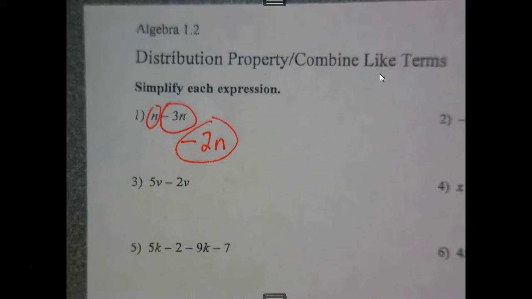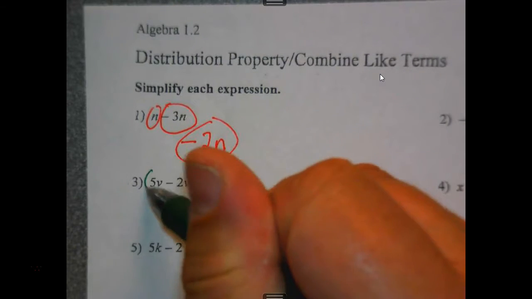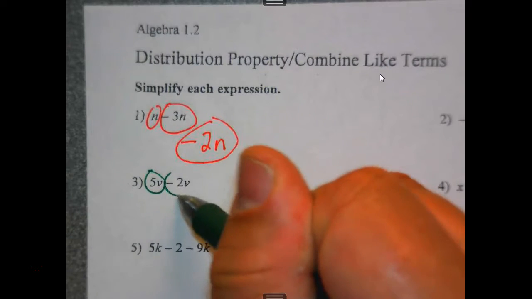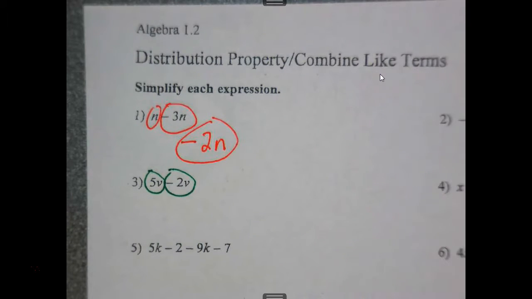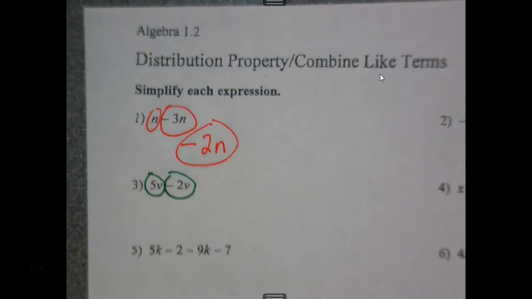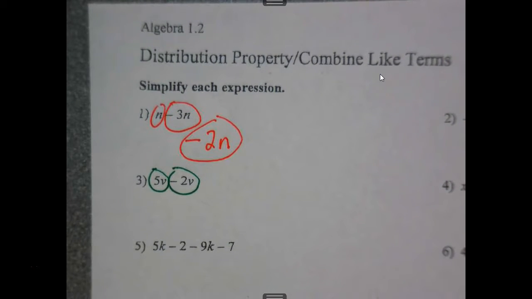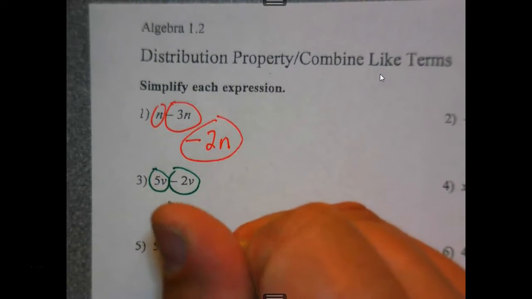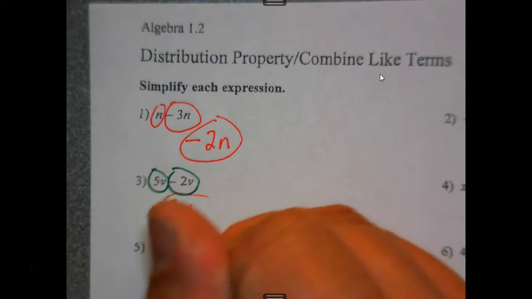Number 3, 5v and negative 2v. Well, I'm circling like terms so I don't get confused. Okay. 5 minus 2 is 3v.